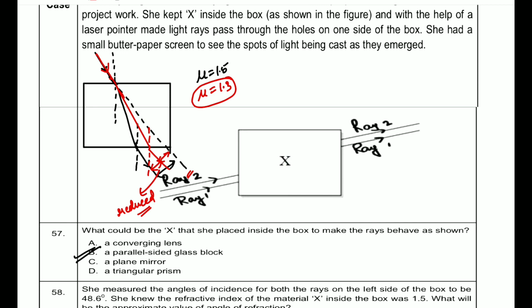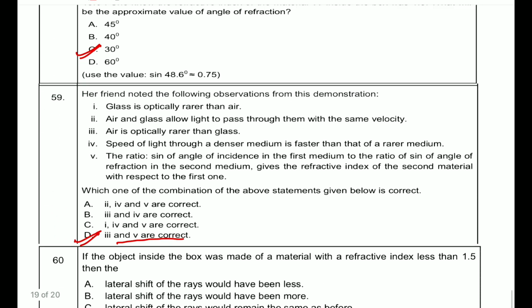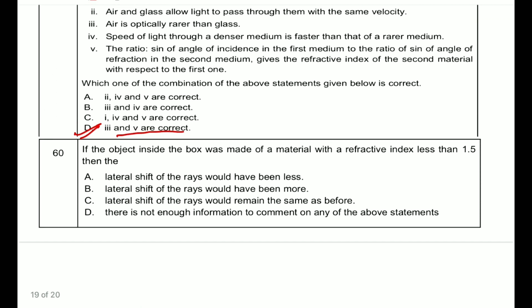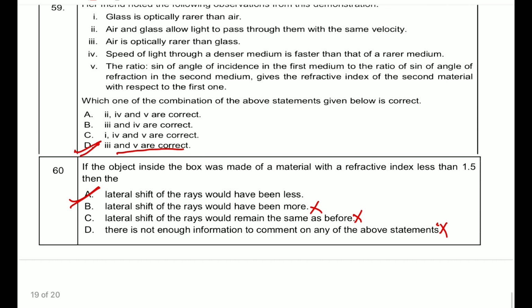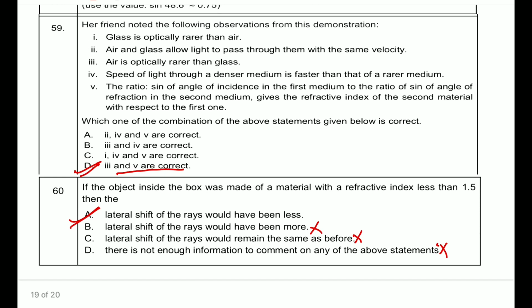It will not refract at all. Yes or no? So let's see the options once again. Lateral shift of the rays would have been less: option A is right away correct. Option B, lateral shift of the rays would have been more: no, this is wrong. Lateral shift of the rays would remain the same as before: no, wrong. There is not enough information: this is also wrong. So option A is the correct answer.